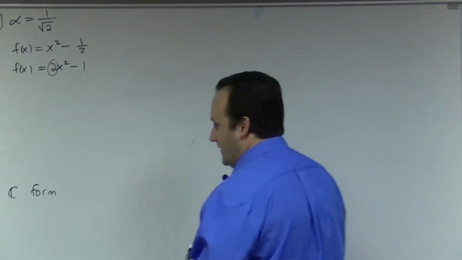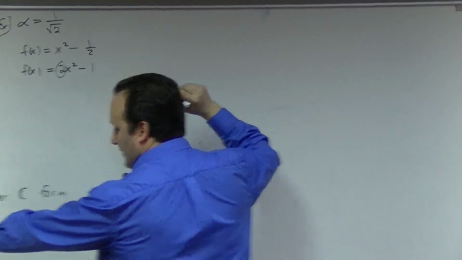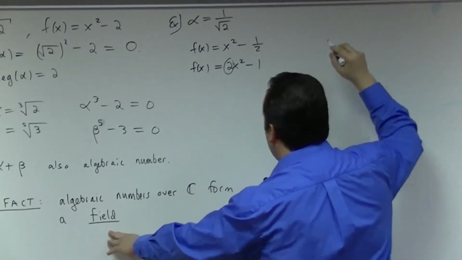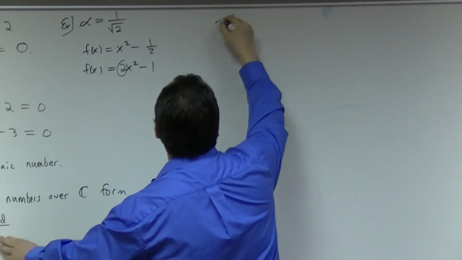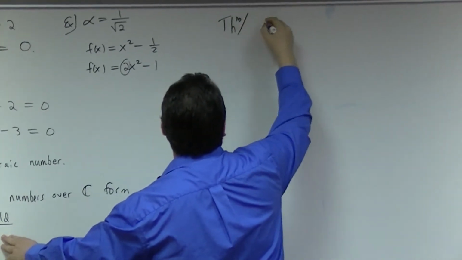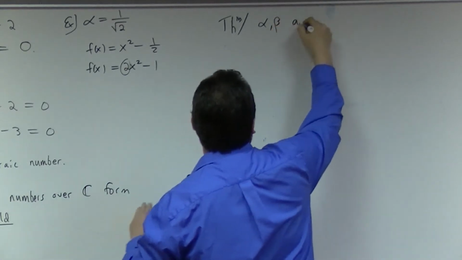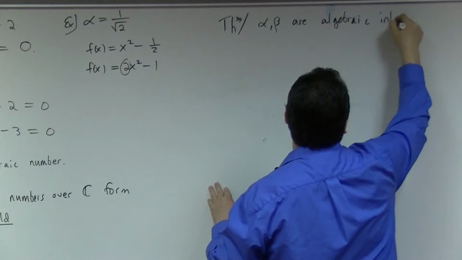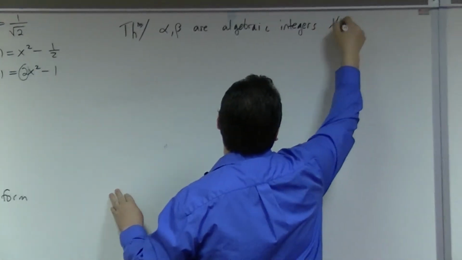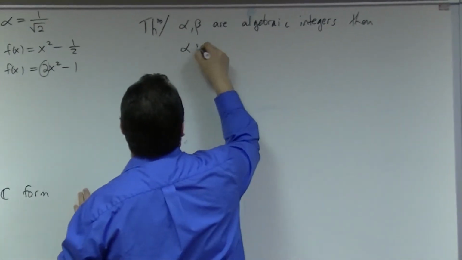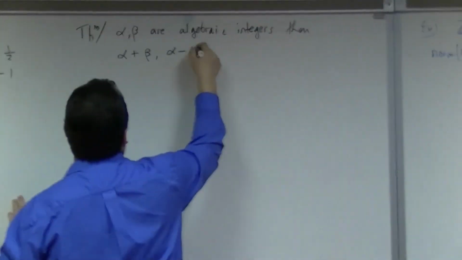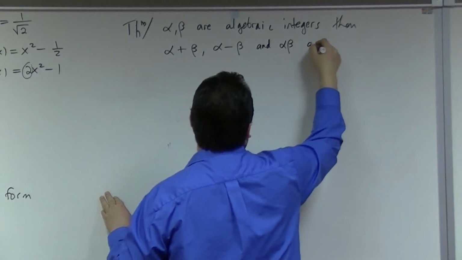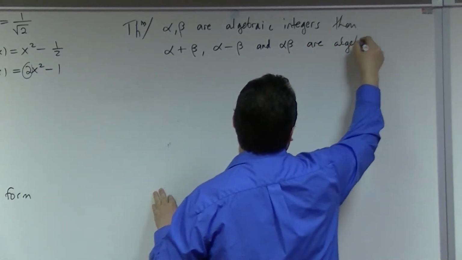So the main theorem, that the algebraic numbers form a field, is a little bit above our pay grade this semester to prove. That would be harder. But this theorem we can prove, which is that if alpha and beta are algebraic integers, then alpha plus beta, alpha minus beta, and alpha times beta are algebraic integers.